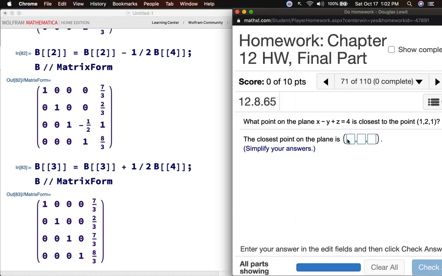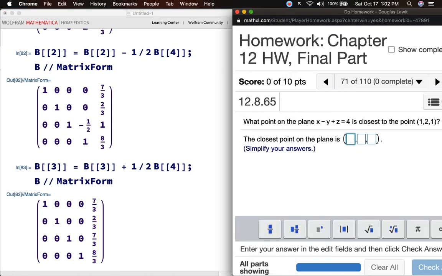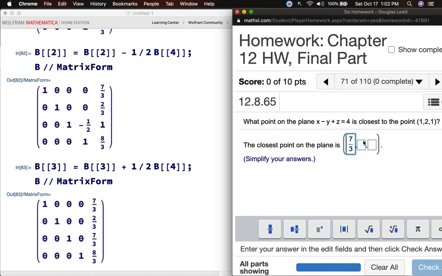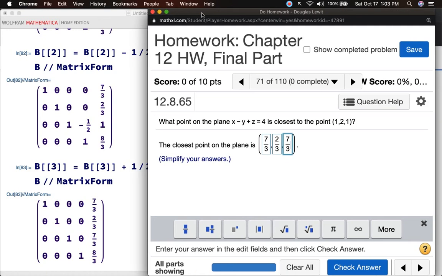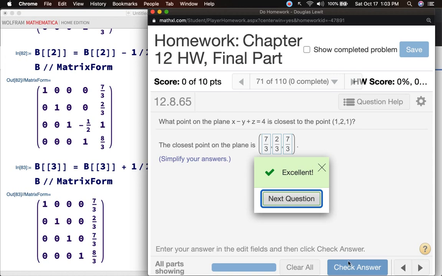So x is going to be 7/3, y is 2/3, z is 7/3. It's not asking for the value of lambda. Lambda is 8/3. So for this problem, we don't have to worry about the value of lambda. I mean, it is important, but it's a value that is often discarded in the very last stage of the problem. Let's see if we're correct. Okay, that's correct.